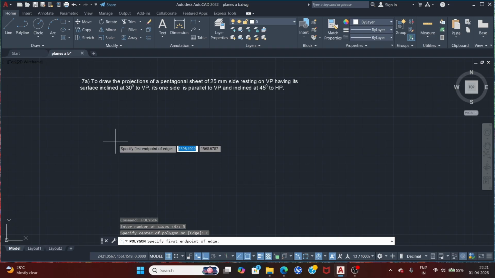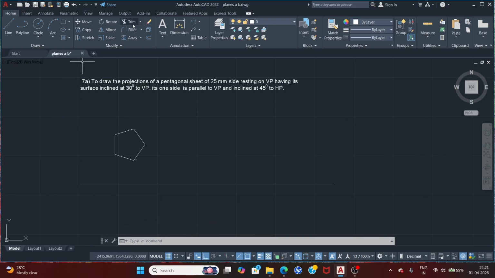Before starting the drawing, in this question we have to identify the surface angle first. Then with respect to that angle you have to finish the four case drawings. After that you have to use another angle for drawing the fifth case and sixth case drawings. Here in this question the surface is inclined 30 degrees to VP.